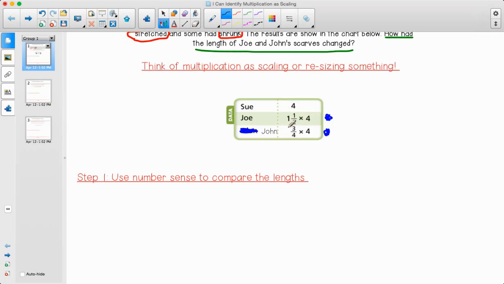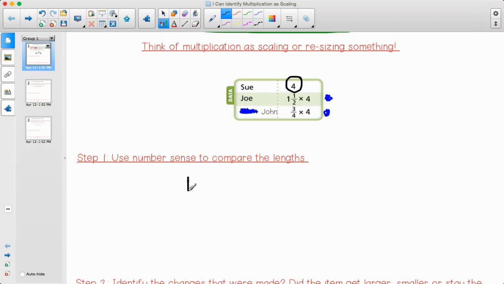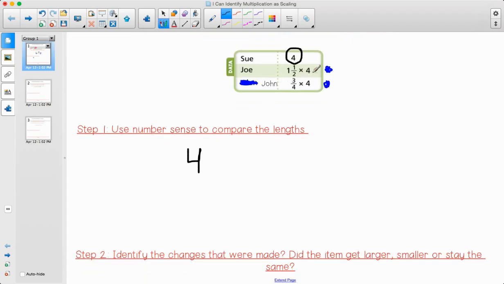You want to look at these numbers and use what you know about numbers to identify a pattern or see a change. So we know that Sue knitted a scarf that was 4 feet long. Okay, so this 4 is kind of our average. This is our home base, if you want to call it. All of the scarves started at 4 feet long, okay? As the month went on, Joe and John's scarves were changed a little bit. So we can see the dimensions for Joe's scarf is 1 1/2 times 4.